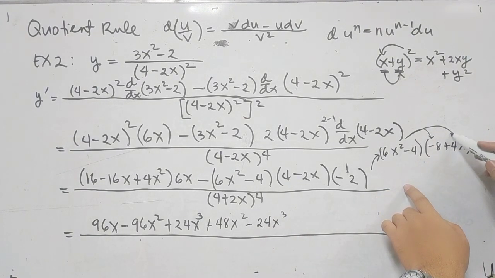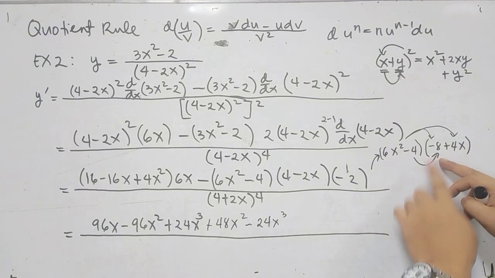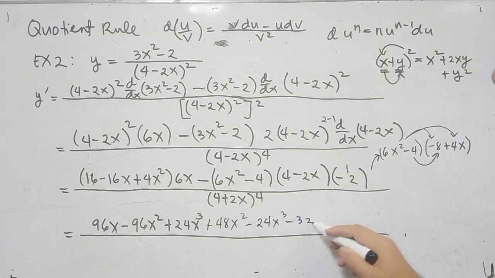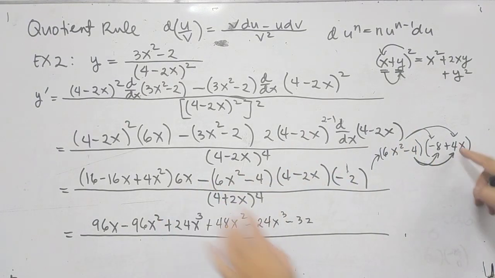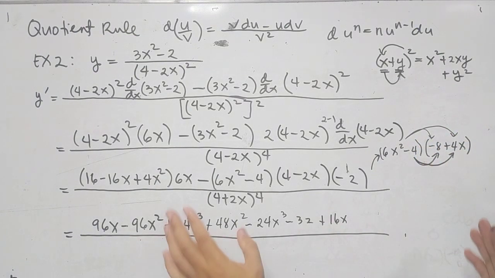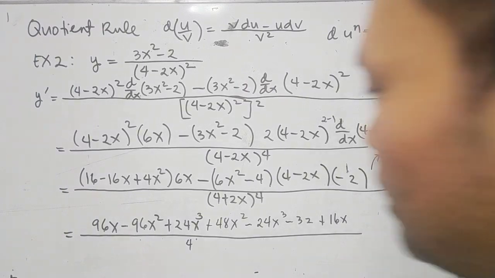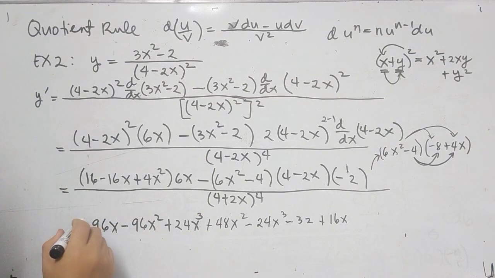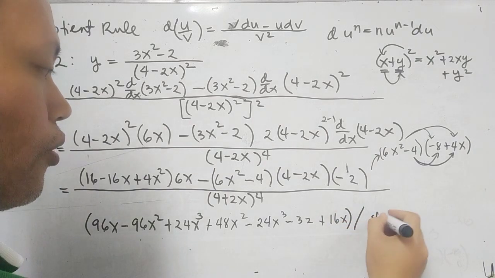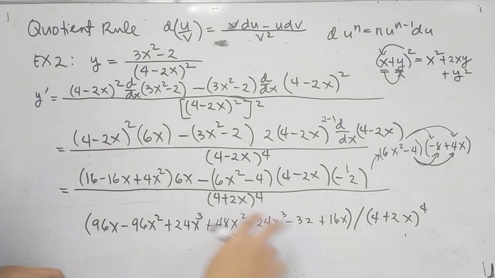And then next, after I distribute this one, this time negative 4 to negative 8. Negative 4 times negative 8, that is positive 32. Positive 32 times negative, that becomes negative 32. And then multiply this one to 4x. Negative 4 times 4, that is negative 16x, times negative, that becomes positive 16x. Okay, I am doing this one because of the limited space that I have here. And then we have 4 plus, okay, I will just write, divided by (4 plus 2x) raised to 4. Later on, I will write here in this manner.